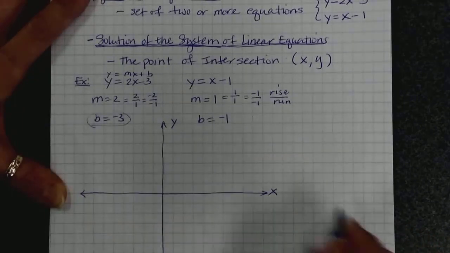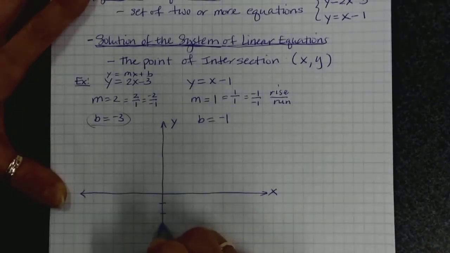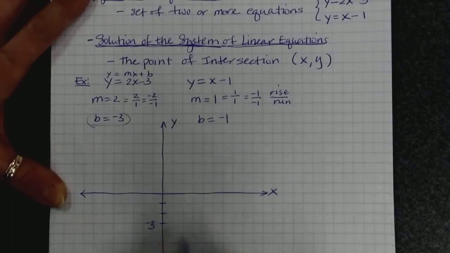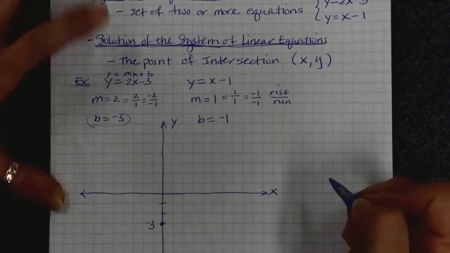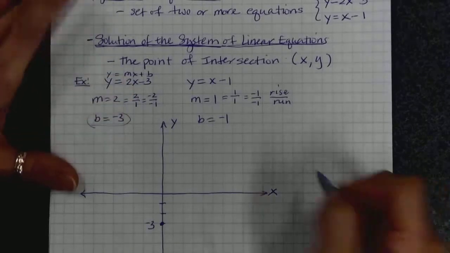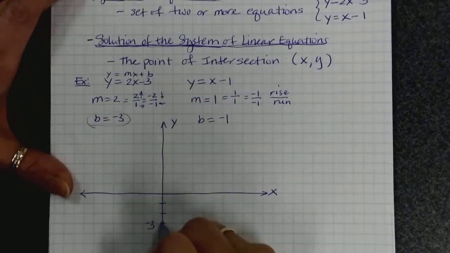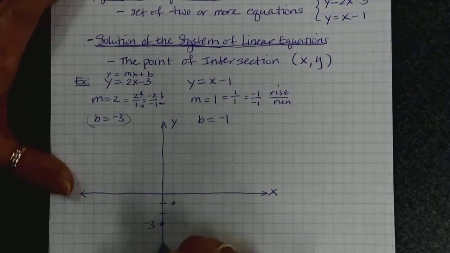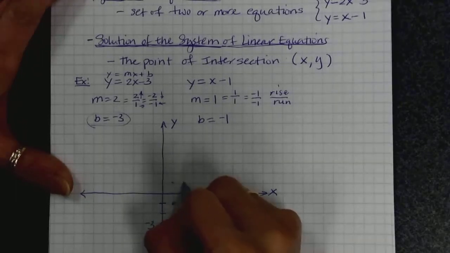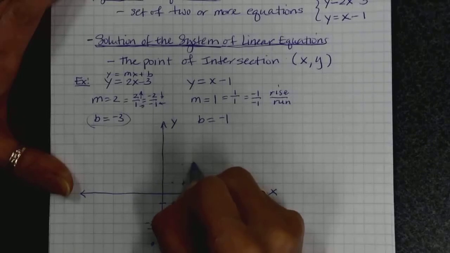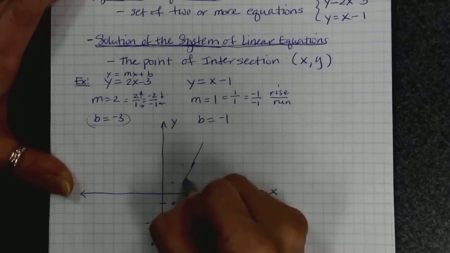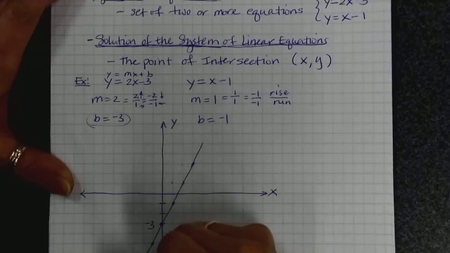Here's my y-axis, here's my x-axis. B, which is negative 3, is my y-intercept. We start at that point and use our slope, which is rise over run. This says up 2, right 1, or down 2, left 1. So I go up 2, right 1, and repeat, and I draw my line through those points.